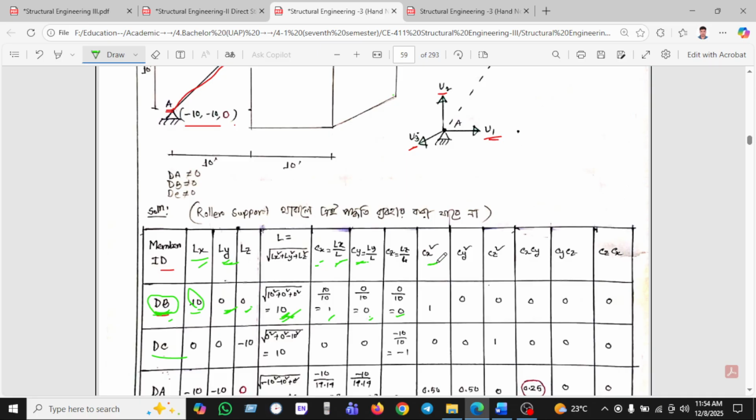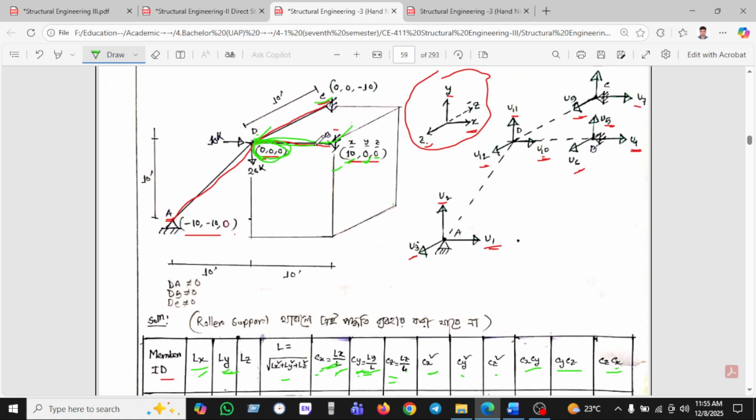Cx square, we found 1 into 1, so this is 1. Cy square is 0 into 0, which is 0. Cz square is 0 into 0, which is 0. Cx cy is 1 into 0, equal to 0. Cy cz is 0 into 0, also 0. And the last one, cz cx, cz is 0 multiplied by 1, it will also be 0. So this is the member db.